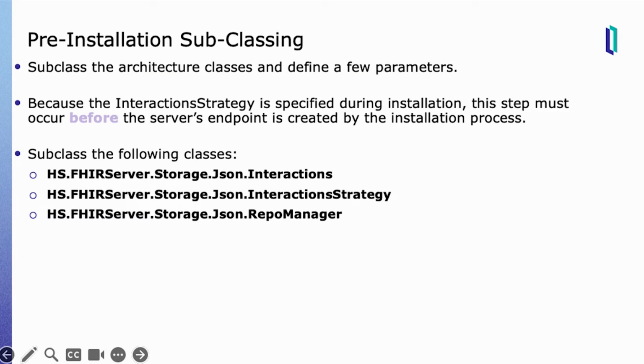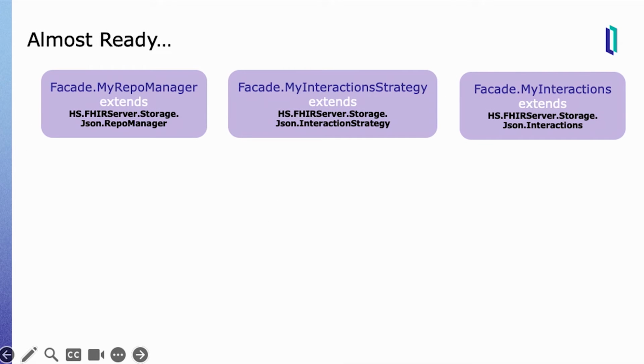So I've enhanced those 3 classes, okay? 1, 2, 3, interaction strategy, and repoManager. And then I'll need to override a couple of parameters in those classes. Basically, the interaction class is the one where I'm going to put the logic of what I'm actually going to customize, okay? Override those methods to create a resource or update a resource and so forth, okay? But for the other ones, basically all I need to do is override a couple of parameters in each one of them, and that's it. Okay? So which parameters do I need to override?